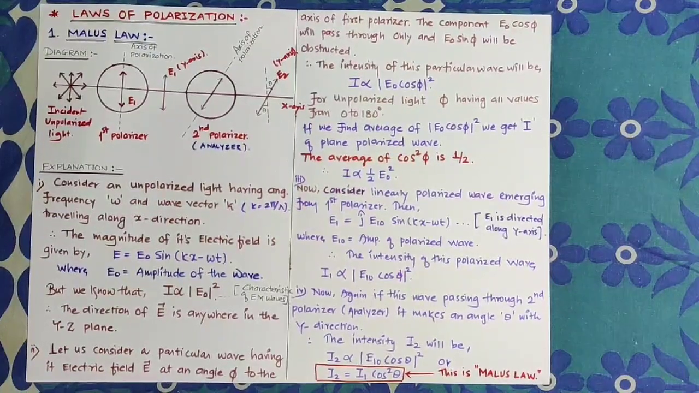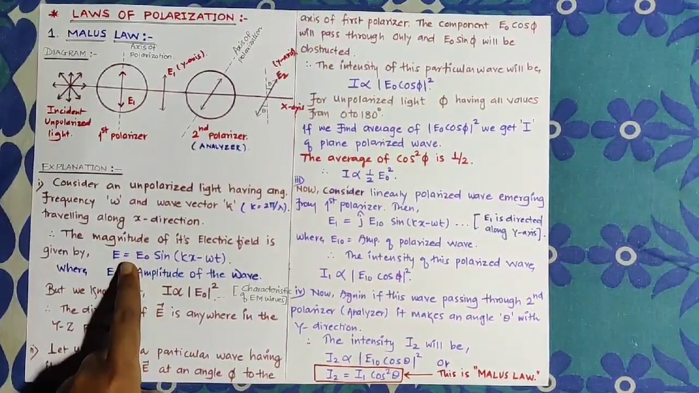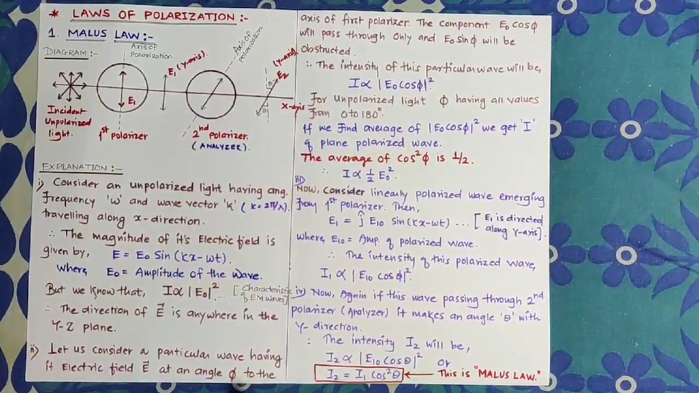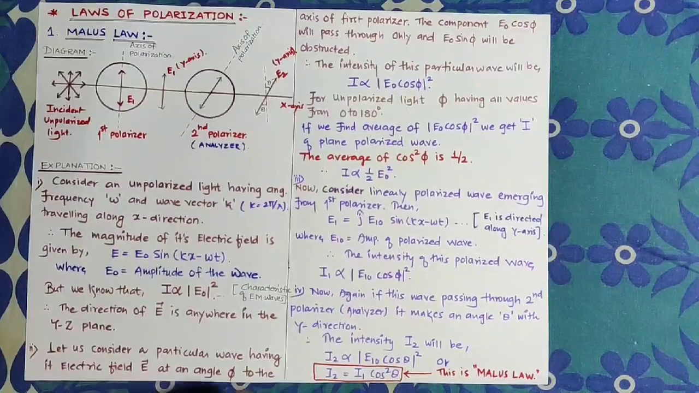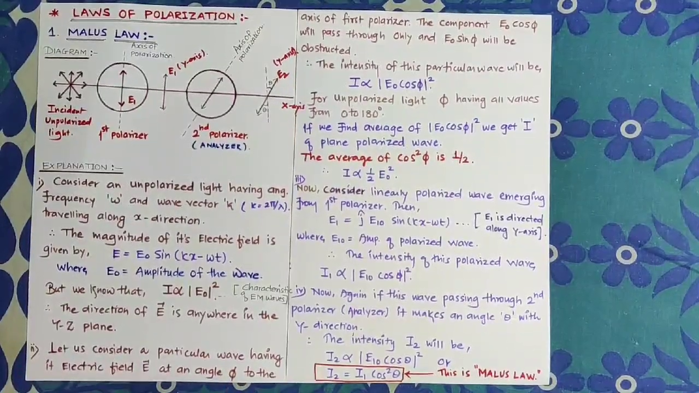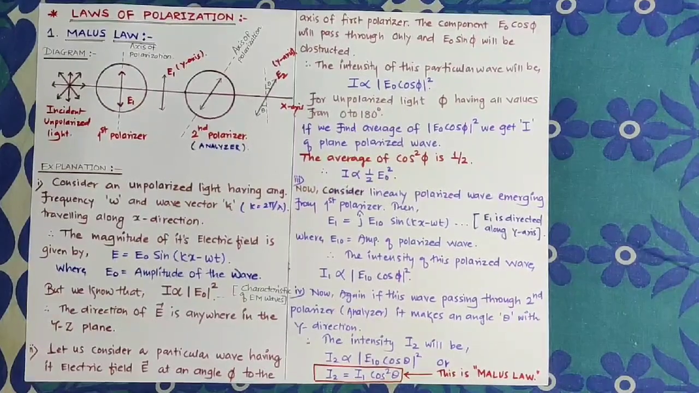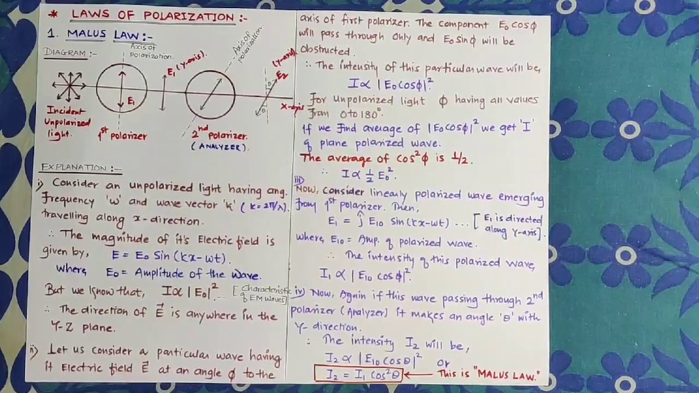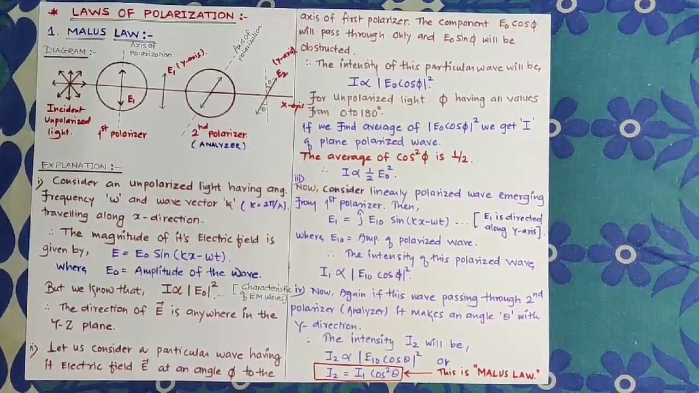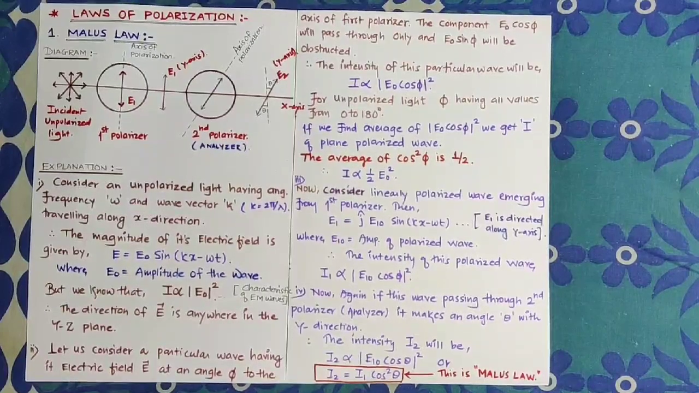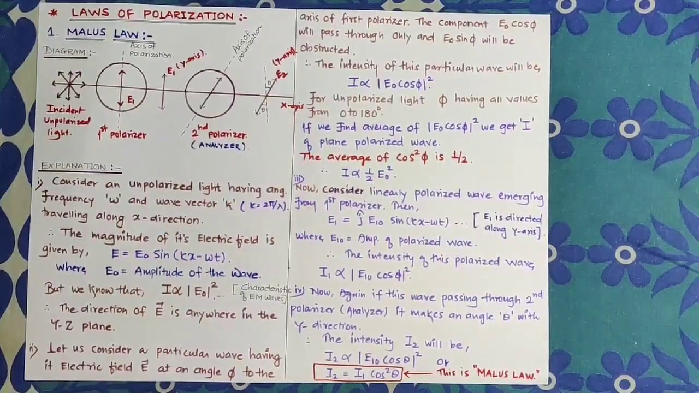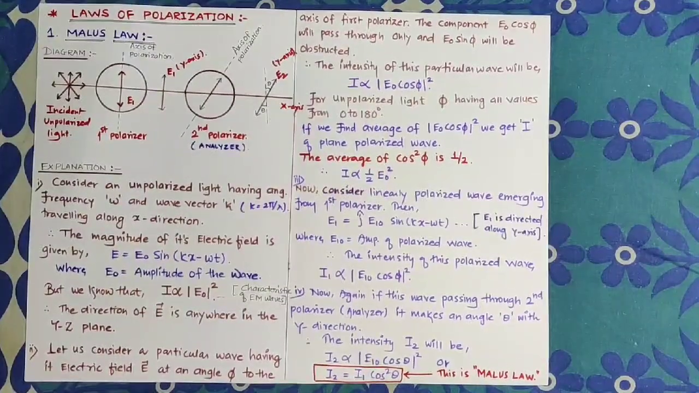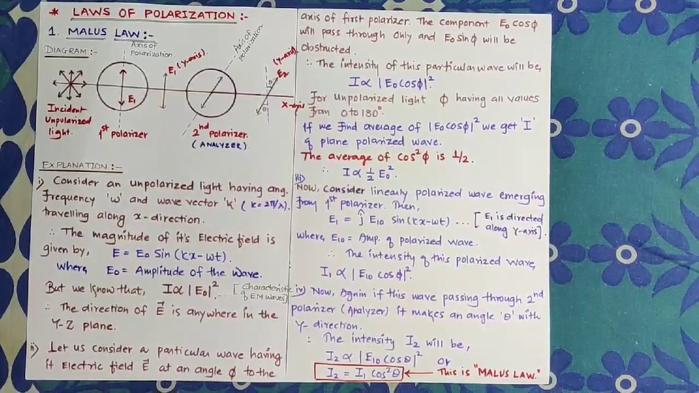So the magnitude of its electric field is given by E = E0 sin(kx - omega t). How does this equation come? Because we already know that when a progressive wave travels from one point to another, it represents a displacement, and we represent that displacement as x = r sin(omega t). And when we consider a phase phi, then x = r sin(omega t + phi). But here we consider electromagnetic waves, that's why we consider both the electric as well as the magnetic field.